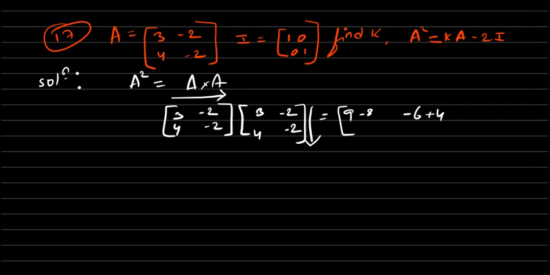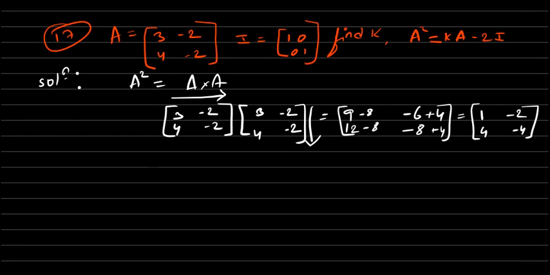And we come to the second row. The second row has two elements, 4 and minus 2, and we do it with 3 and 4. 4 3s are 12, and minus 2 into 4 will become minus 8. Again 4 into minus 2 is minus 8, and minus 2 into minus 2 will become plus 4. In A square we got 9 minus 8 is 1, minus 6 plus 4 is minus 2, 12 minus 8 is 4, minus 8 plus 4 will be minus 4. We got our A square.